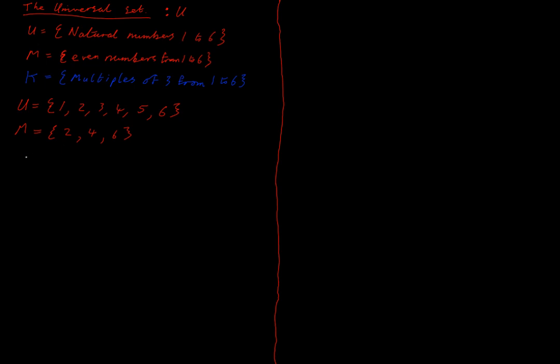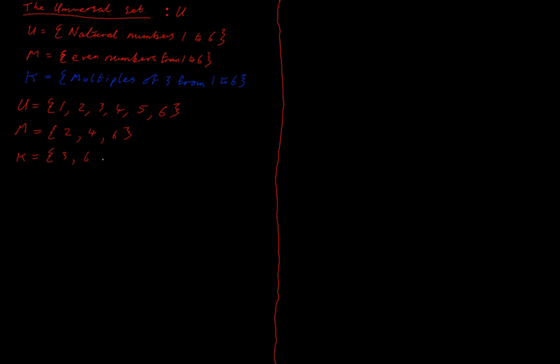Then what would be our numbers for the set K? And again, you can see I have capital K, capital M, capital U. These are the names of sets, like the names of people. They have capital letters. So we have multiples of 3 from 1 to 6. So the multiples of 3. Well, 3 times 1 is 3, and that's inside of our universe, so we're okay.